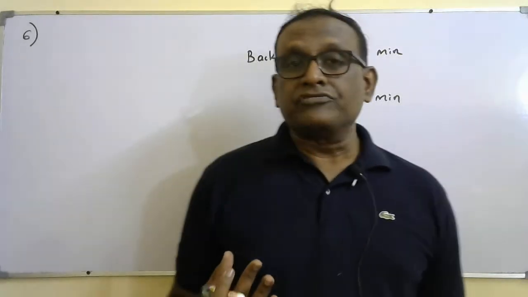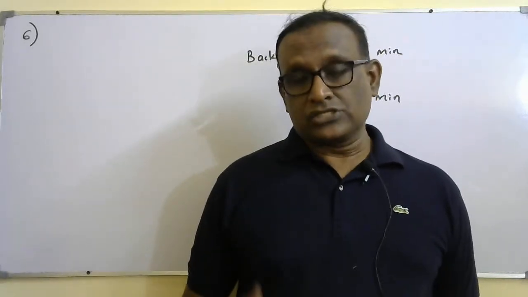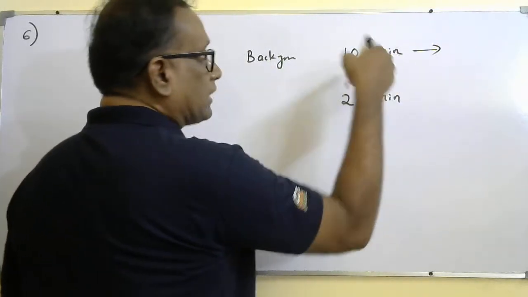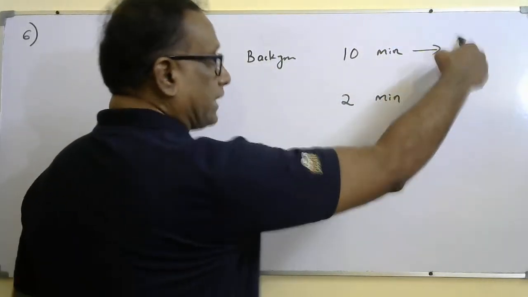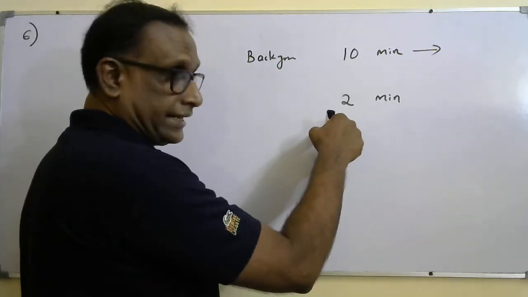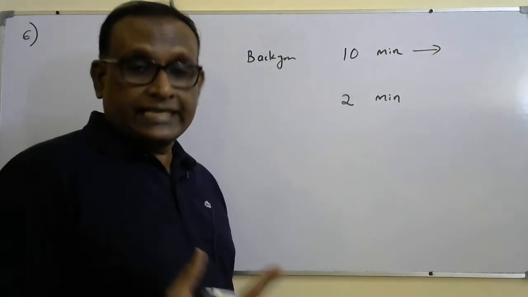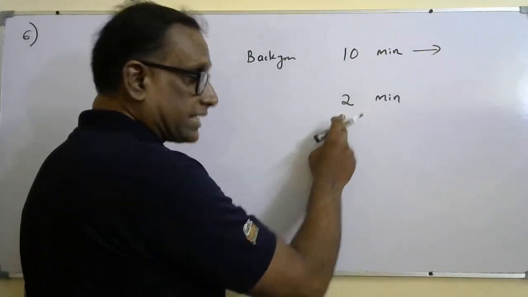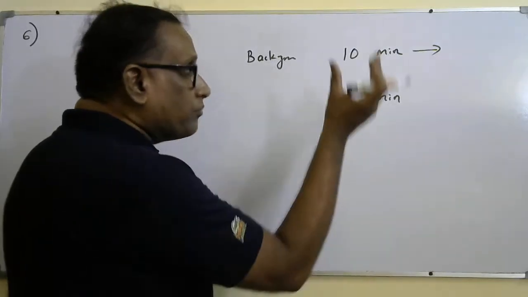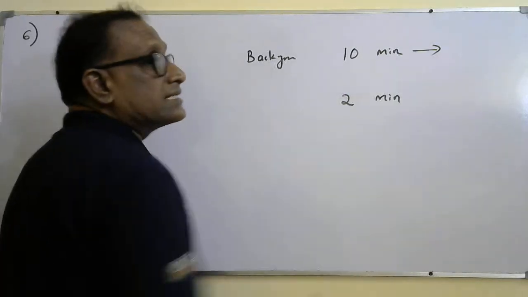So there we need to find the count rate. Here you should find the count rate by dividing the total count by 10. Find the count rate here, dividing the total count by 2 minutes. Or if you want the count per second, convert this to seconds. Find the count per second. Then from this count per second, subtract this count per second.